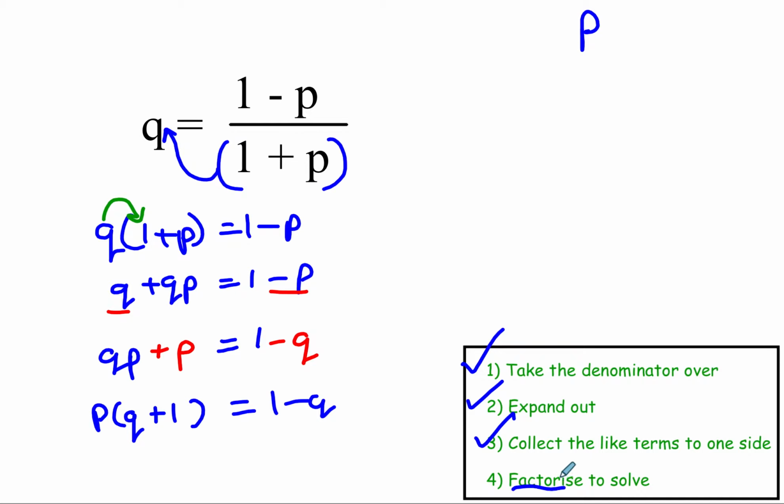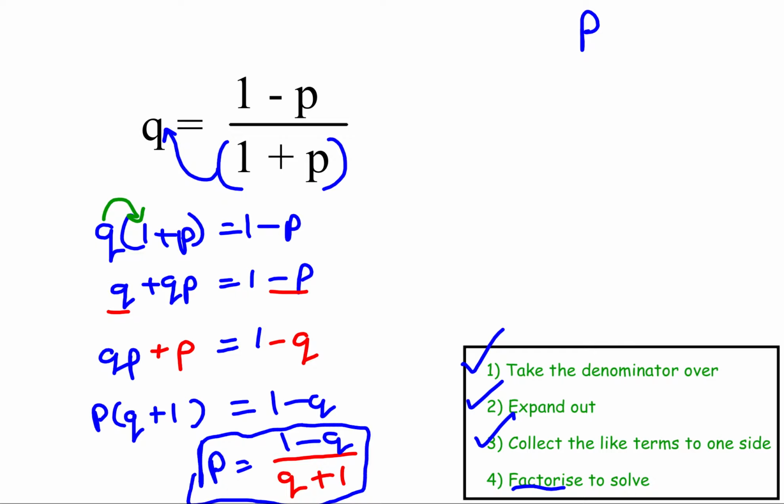So now we've factorized, we're then going to solve. Now to solve, all you need to do is take this entire bracket to the other side. If it has multiplied on this side, if we move it over, it will then start to divide. And so what you have is P on this side, and then 1 minus Q on top, and that would be your final answer. You can just highlight that.